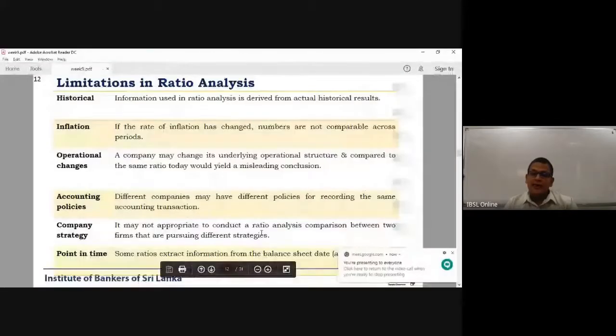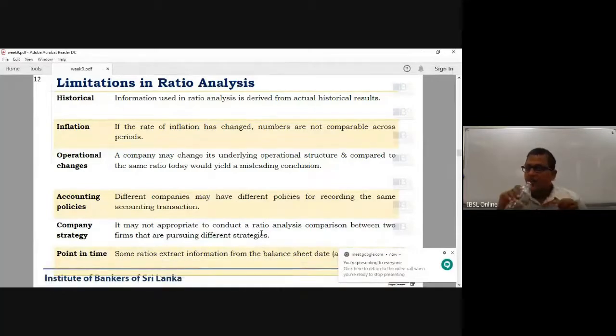Any questions you all wanted to ask from ratio analysis? Otherwise, we can move to the other sections. I think the first section of the last class has now been completed: financial reporting and ratio analysis.